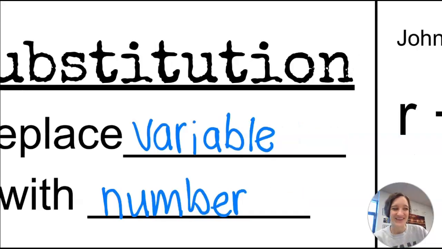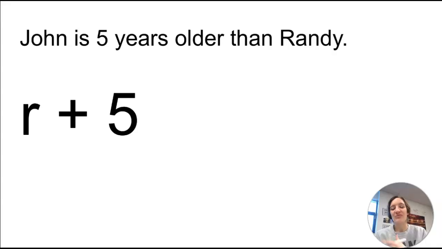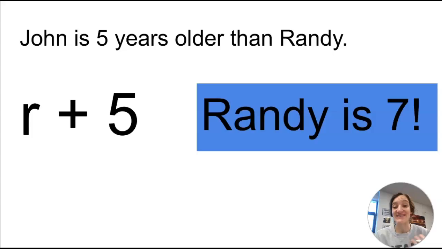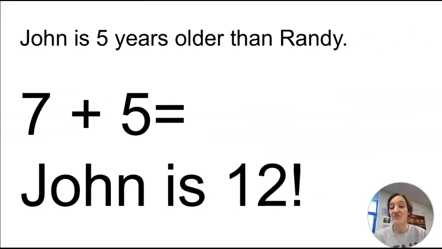So let me give you an example of what I'm talking about. We know that John is 5 years older than Randy. But if we don't know how old Randy is, then we could write an expression like this, where we use an R to represent Randy. This shows John's age, because he is 5 years older than Randy. As soon as we find out how old Randy is, let's say Randy is 7, then we can replace the variable with the number, and we know that John is 12. And that is exactly what we're doing today.